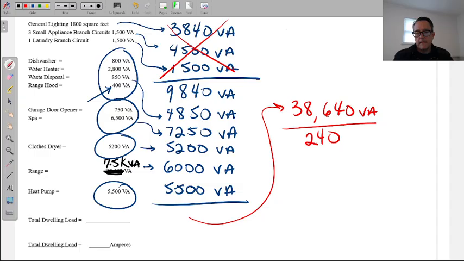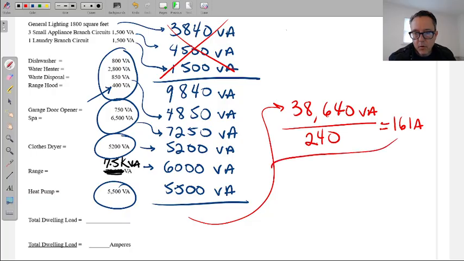Mr. Perez, I have a question. For this one, we multiply by 1.25. For this one, why is it 7,250? You add the 750. Oh yeah, plus the 750. No, I did not make a 125% increase on that. All right, so if you divide this out by 240, you should get 161 amps.